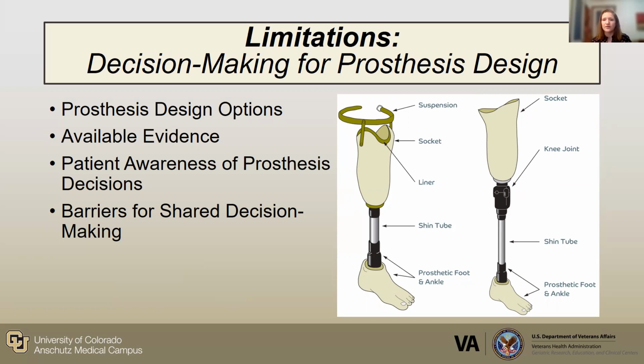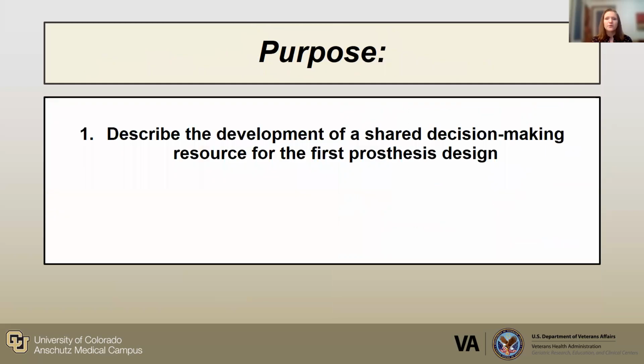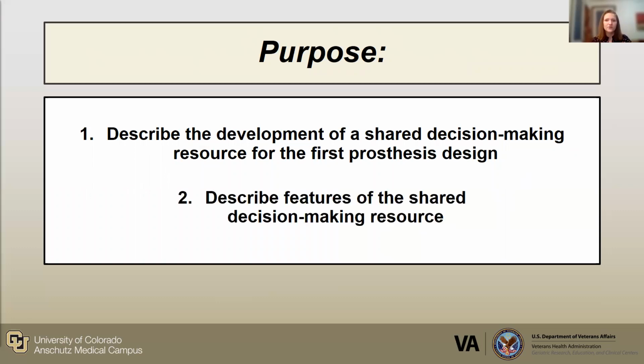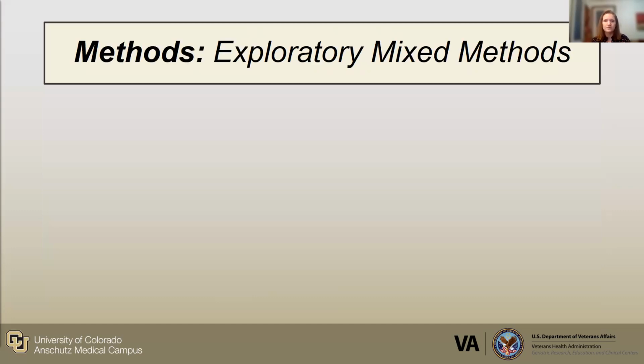And patients with amputation are also unaware that these various decisions are taking place, leaving large gaps in our care processes. So the purpose of this work was to describe the development process of a shared decision-making resource for the first prosthesis design to be used by both prosthetists and new prosthesis users. And I also want to go over key features of this resource.